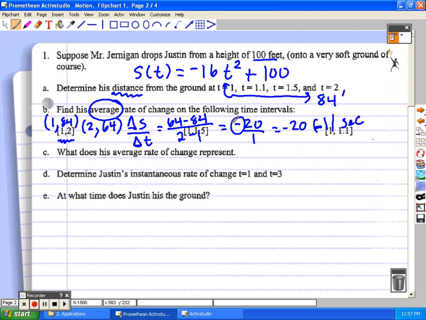Okay? Part C. What does his average rate of change represent? I just told you. It represents his average velocity, or his velocity over a period of time. But keep in mind that it is an average and it's over a particular interval of time.